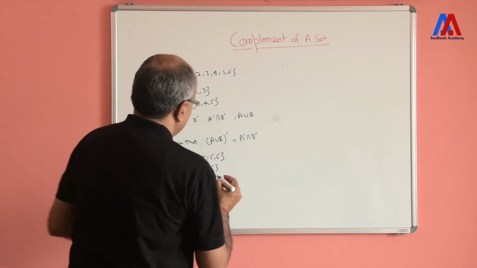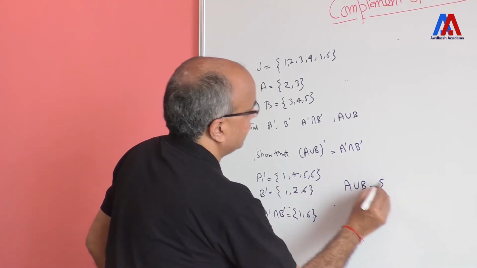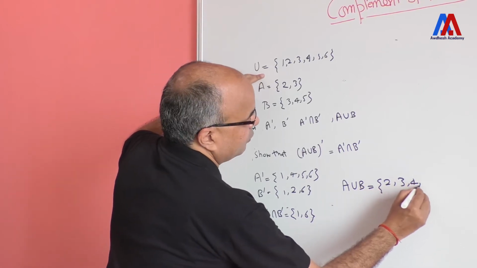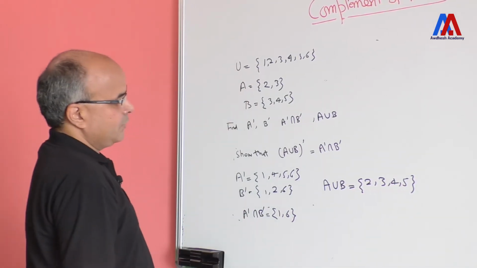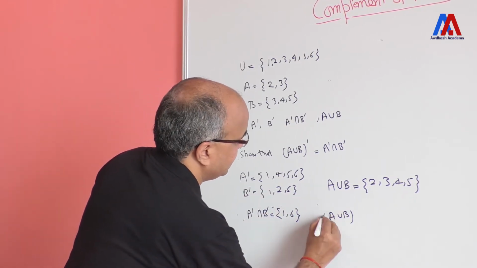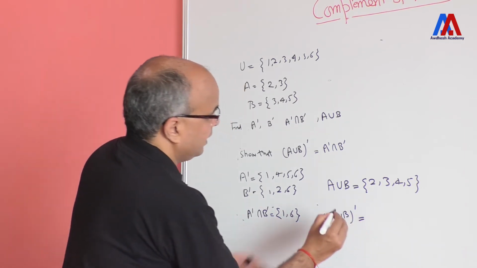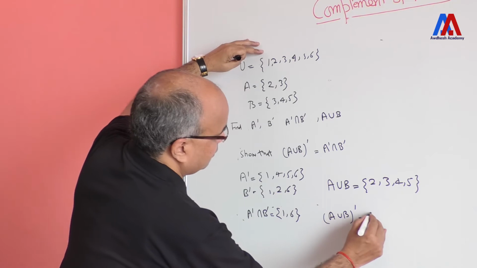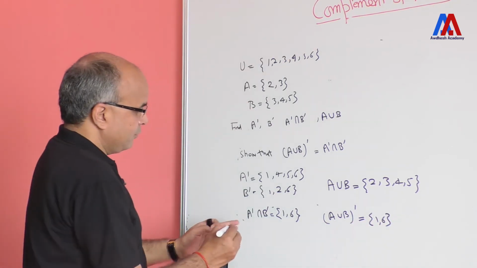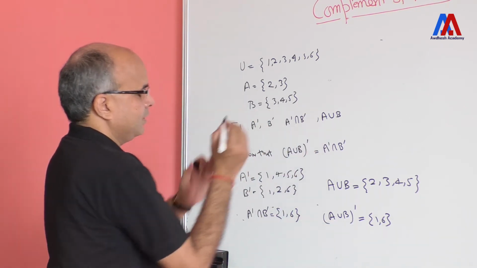Now let us find A union B. A union B will be equal to 2, 3, 4 and 5. Now if we take the complement of A union B, then we can see that 1 and 6 are there and 2, 3, 4, 5 are not, and therefore we can see that these two values are the same, and this is proven.